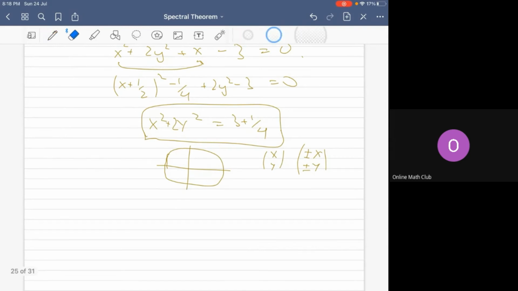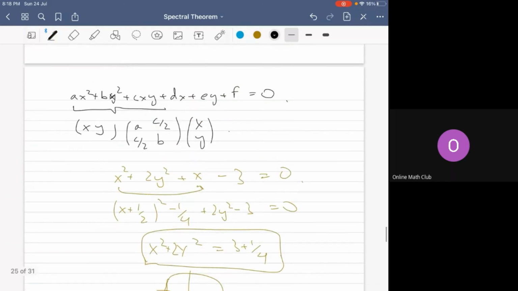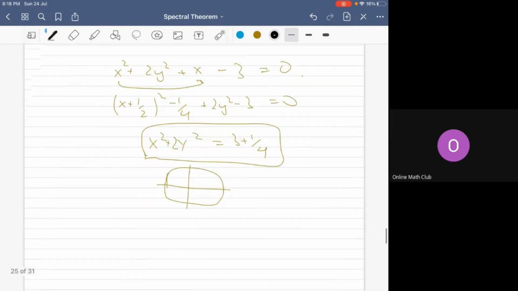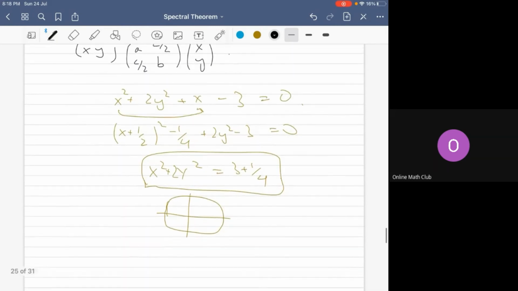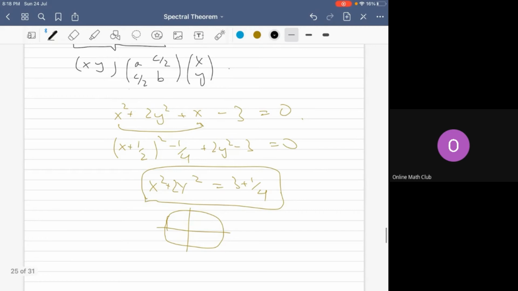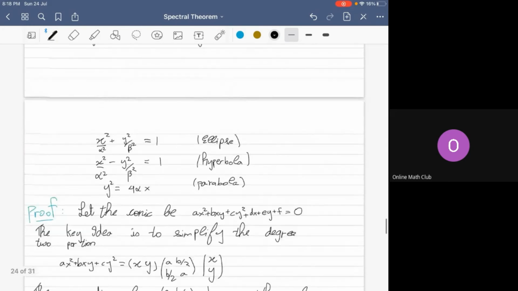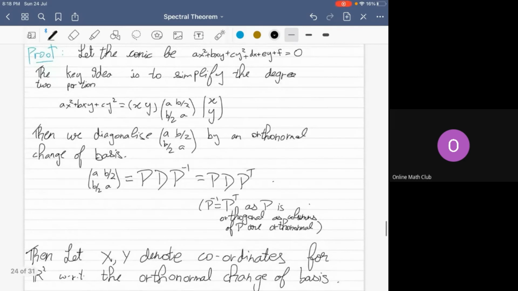So the idea is that if we can convert this quadratic portion into something which doesn't have an xy term, then the problem would be easy. So that we do using diagonalization of this real symmetric matrix, which we know exists using the spectral theorem. So let's get into the proof.